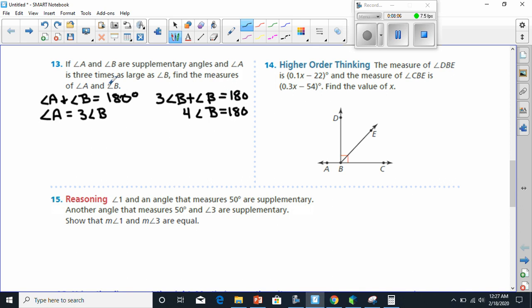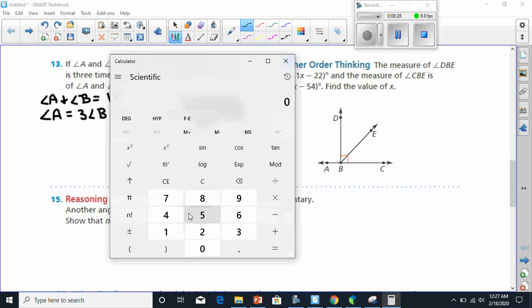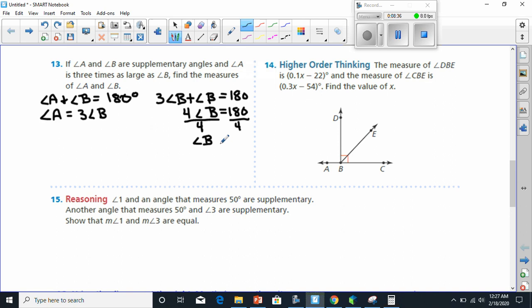It says find the measure of angle A and B. Well, this isn't that hard. To find the measure of B, if 4 angles B equal 180, I can divide 4 away, leaving angle B by itself. Whatever I divide from one side, I have to divide from the other side. I have 180 divided by 4. And if I take 180 and divide it by 4, that gives me 45. So that means angle B is 45 degrees.